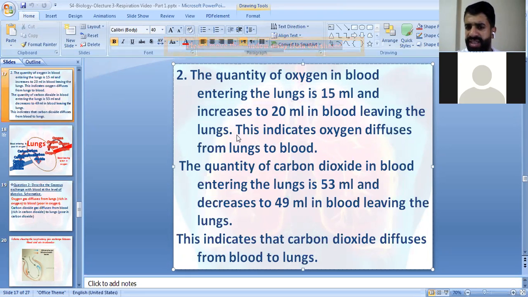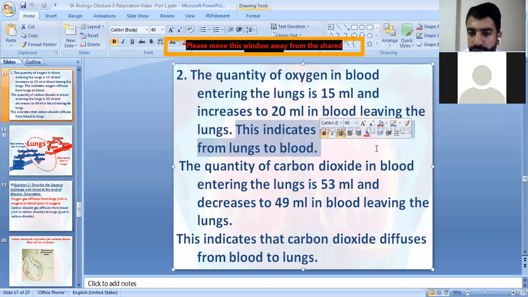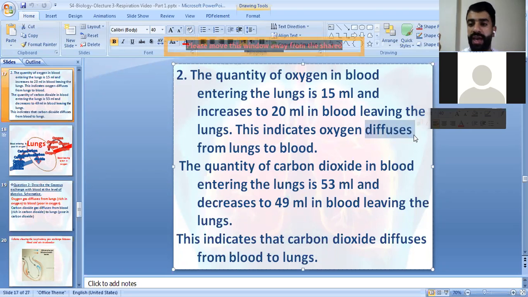What does this indicate? This indicates that oxygen diffuses from the lungs to the blood. Why does oxygen diffuse from the lungs to the blood? It diffuses from a medium of high concentration of oxygen, which is the lungs, to a medium containing low concentration of oxygen, which is the blood. That's why I told you you have to focus on the word diffusion. So here, oxygen diffuses from a medium of high concentration to a medium of low concentration.